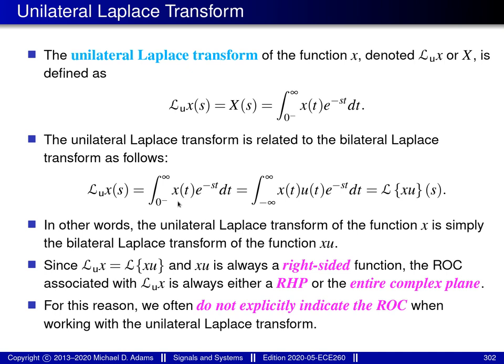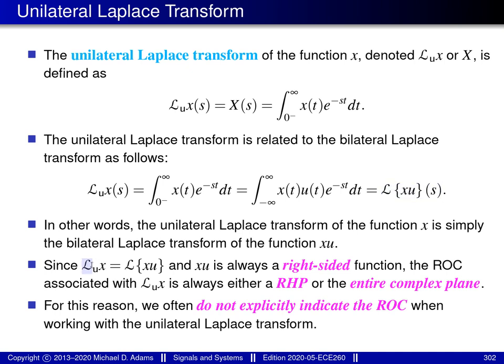The unilateral Laplace transform of the function little x is given by this particular equation here that's highlighted. Next, we can observe that this integral can be rewritten in terms of the next integral by using a unit step function and changing the limits of integration. Next, we can observe that this highlighted integral is simply the bilateral Laplace transform of the function little x times the unit step function. In other words, we have this result here.